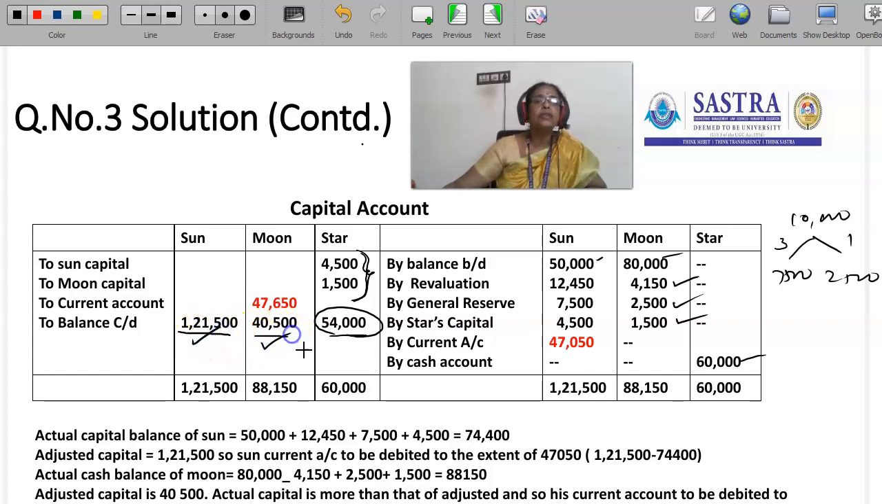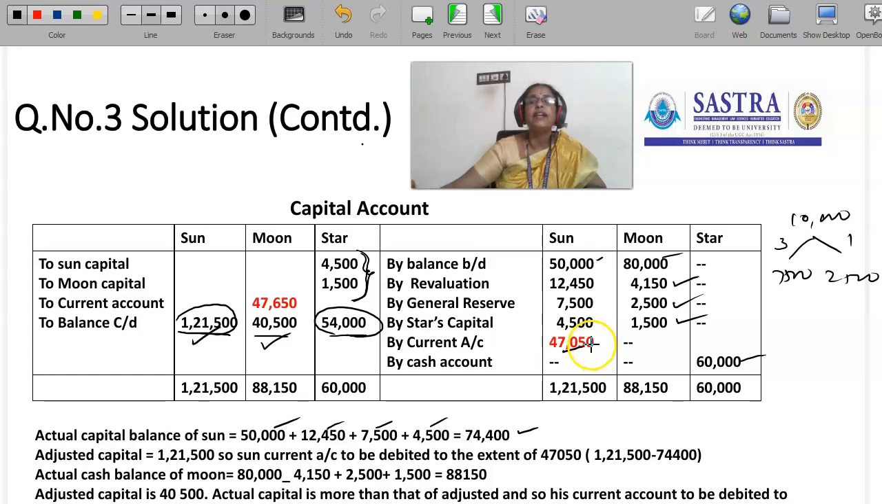1,21,500 and 40,500. So here Sun's actual balance is 50,000 plus 12,450 plus 7,500 plus 4,500, that is 74,400. But his capital should be 1,21,500. So the adjusted capital is more than the actual capital, and so his current account should be debited to the extent of 47,050.